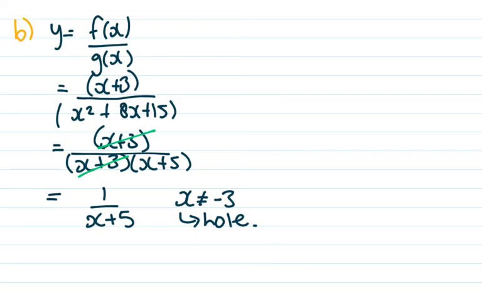To find the coordinates of that hole, we will plug in -3 into the equation. 1 over -3 plus 5 equals 1 over 2. So the coordinates of the hole are -3, 1/2.